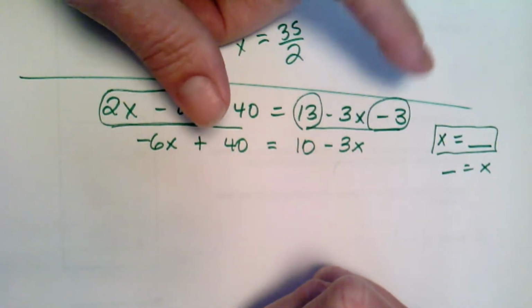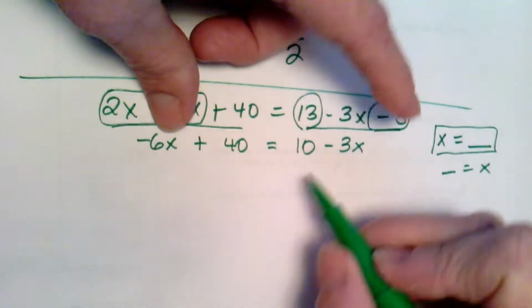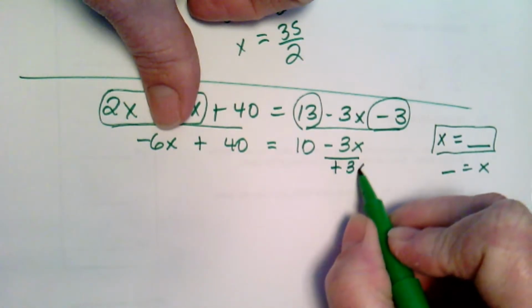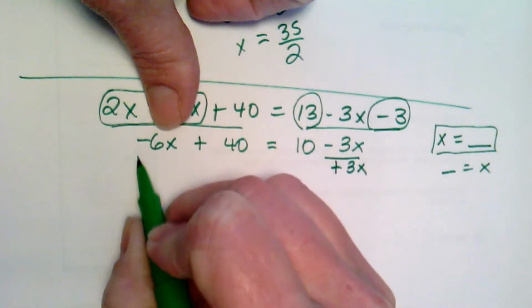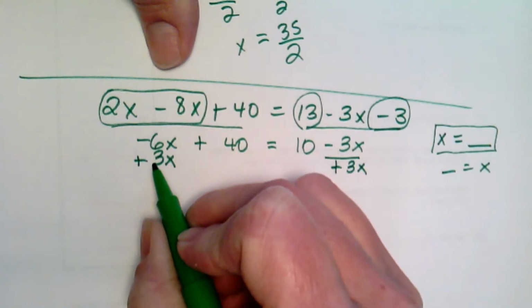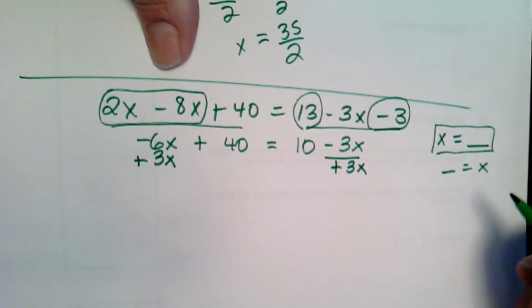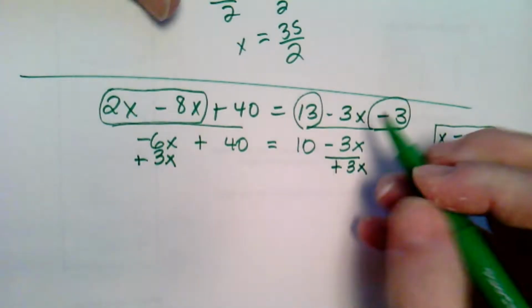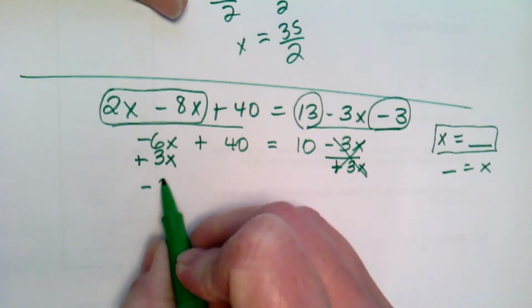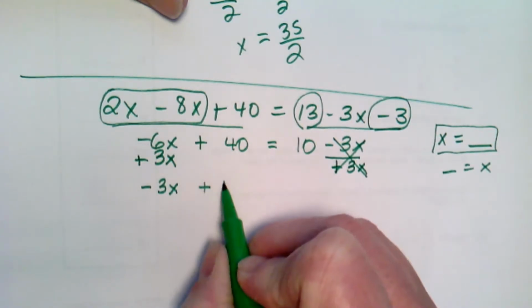Alright, so I have x's on both sides. I only want x's on one side. I'm going to pick my left side. So I want to get rid of this guy. And remember, to get rid of them, we just do the opposite. What I do to one side of the equation, I've got to do to the other. You do the same exact thing to the equation to keep it equal. Right, this is gone. And then this equals negative 3x.